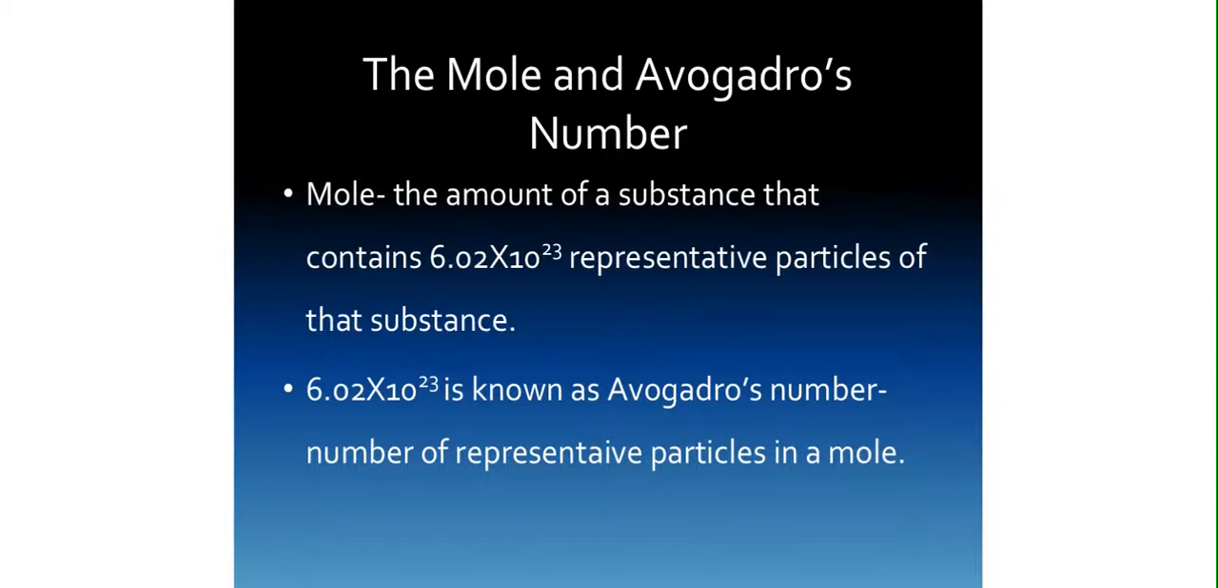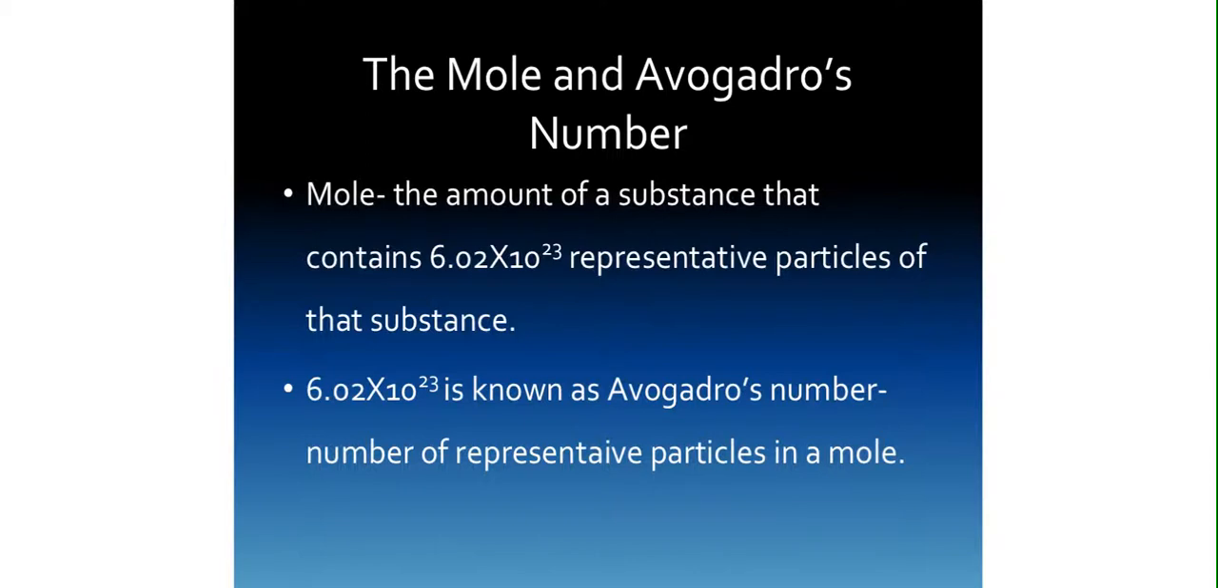I don't want you to get these two things confused. A mole, remember, is the amount of a substance that contains 6.02 times 10 to the 23rd. So the name stands for the number. A mole of something means that you have 6.02 times 10 to the 23rd. I know I keep saying it. That number is what's known as Avogadro's number, the number of representative particles in a mole.